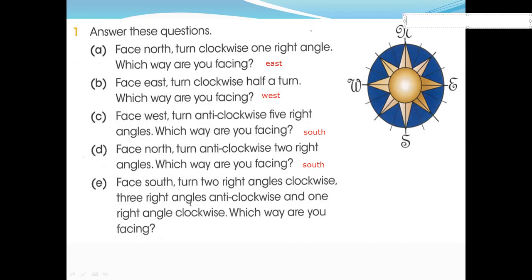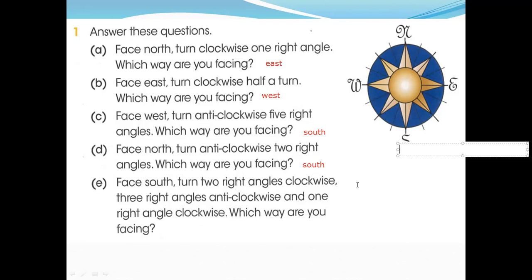After this, three right angles anti-clockwise. 1, 2, 3. Now your face turns east. And one right angle clockwise, you mean go down. So now you are here. Which way are you facing? It's south. So again, write south here. Okay, boys, like this you can move in different directions.